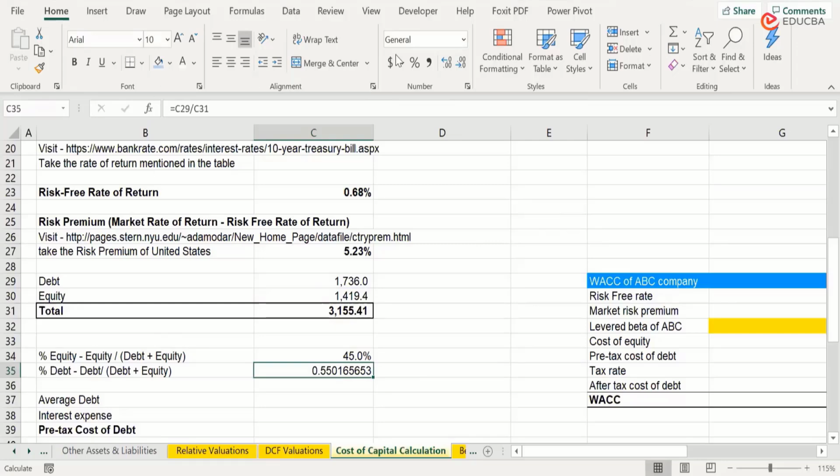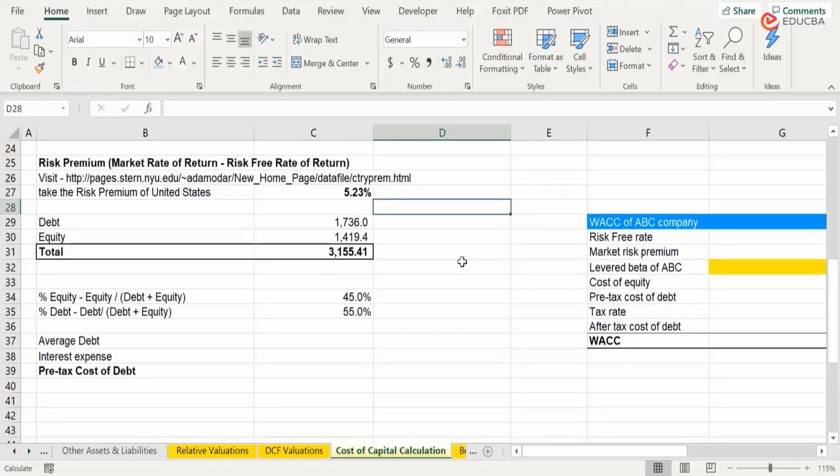Let me get this into percentage format and apply some decimals. So it's not exactly 45, but it is somewhere around 44.98. So we'll stick to single decimals. This is easy. We'll use these values later once we get our cost of equity in hand.